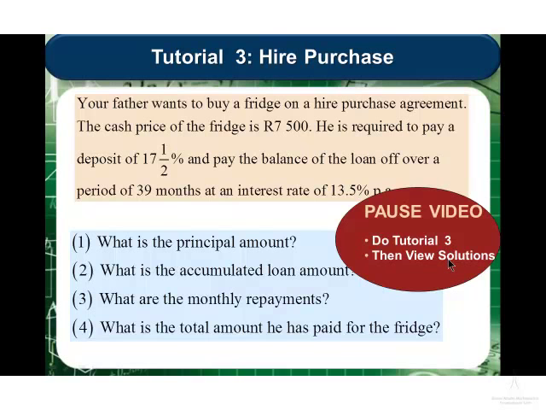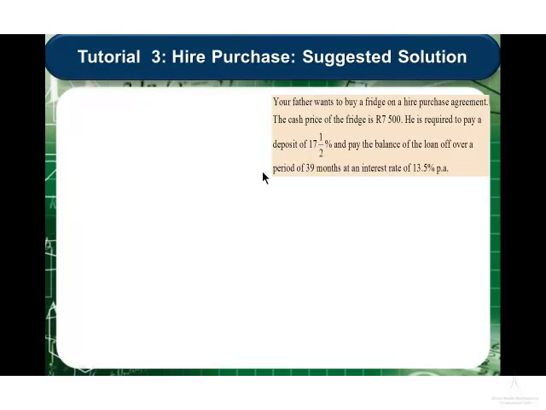Let us have a look at the solution for tutorial 3. Here we have the problem once more. In this case, the father wants to buy a fridge on a hire purchase agreement, and the cash price of the fridge is 7,500 Rand. He is required to pay a deposit of 17.5% and pay the balance of the loan off over a period of 39 months at an interest rate of 13.5% per annum.